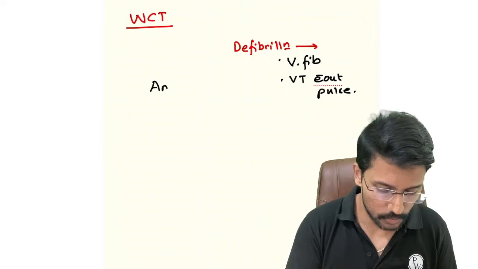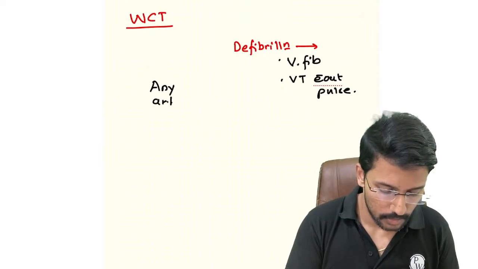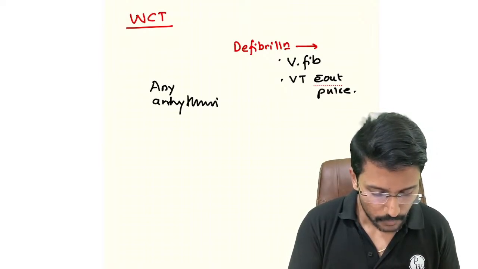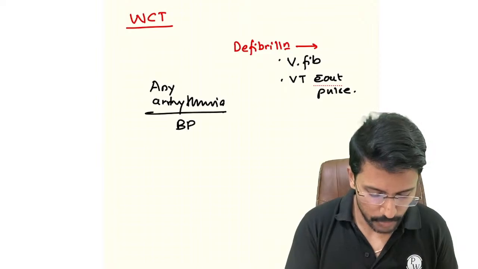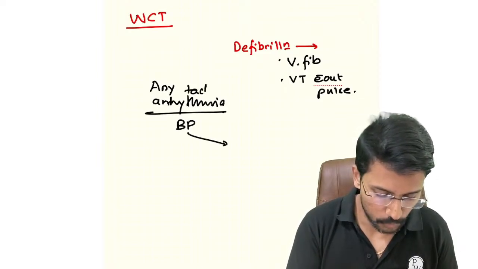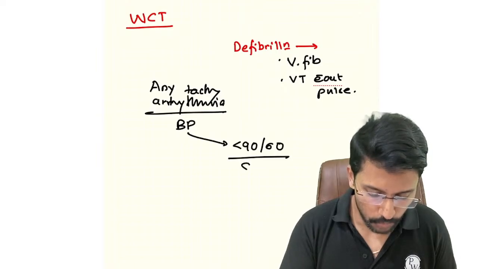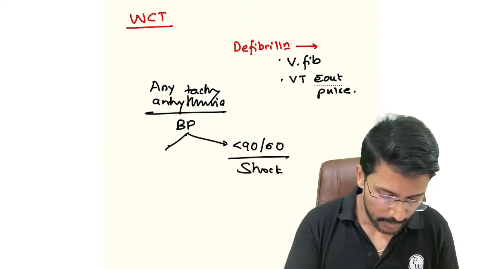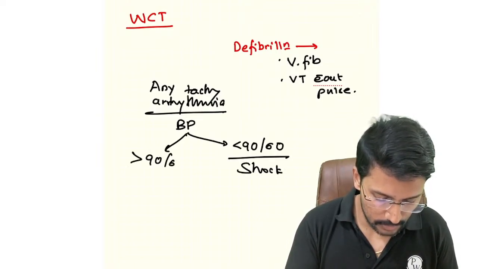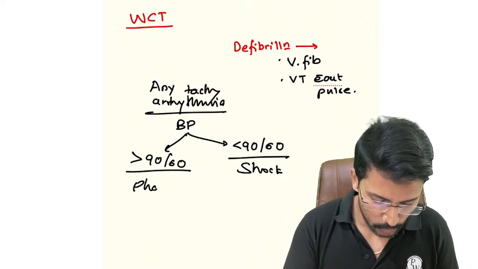So any arrhythmia, this rule applies to any arrhythmia. First thing is to look at the BP, right? Any tachyarrhythmia, to be more precise. If BP is less than 90/60, we have to go for shock. And if BP is more than 90/60, then you can think of pharmacotherapy.